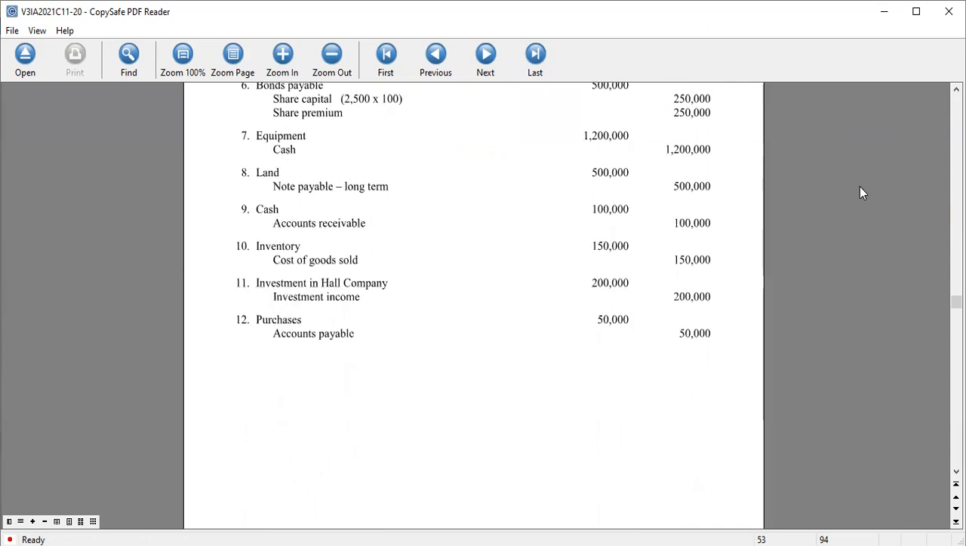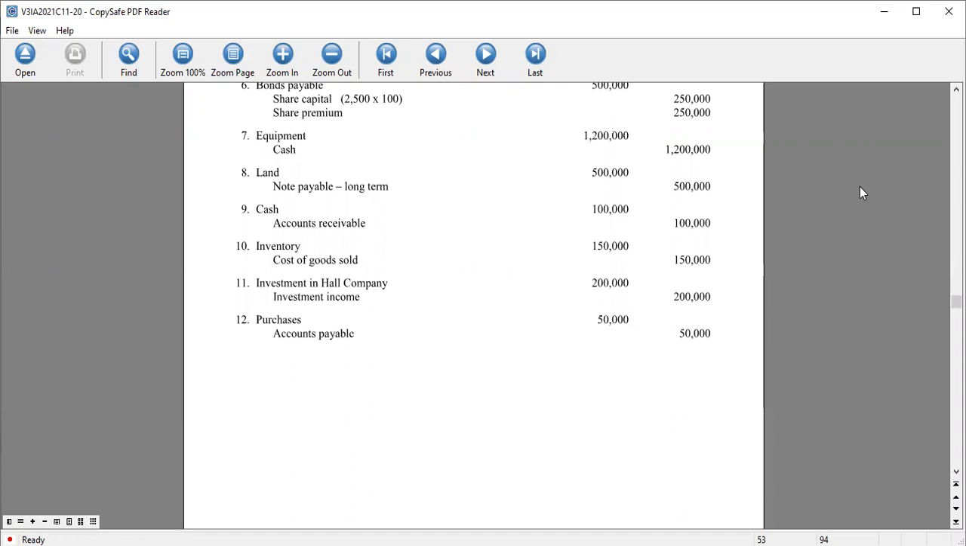Then for number 7, the entity purchased equipment for 1.2 million. So we now debit equipment and credit cash. Number 8, land with a fair value of 500,000 was purchased. So we now debit land and credit notes payable for 500,000. That's why in the ending balance, notes payable is 500,000.